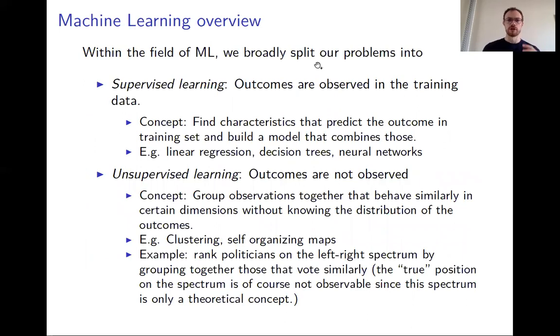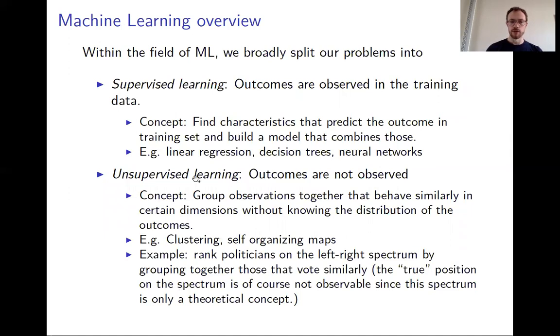And within machine learning, broadly, our problems fall into two fields. One is called supervised learning, and here our job is that we observe certain outcomes for a training data set, and then we try to find predictors and combine them into a model in a way that predicts the outcome in the training data set very well, and then use this on a new data set to predict outcomes for observations where we don't know the outcomes beforehand.